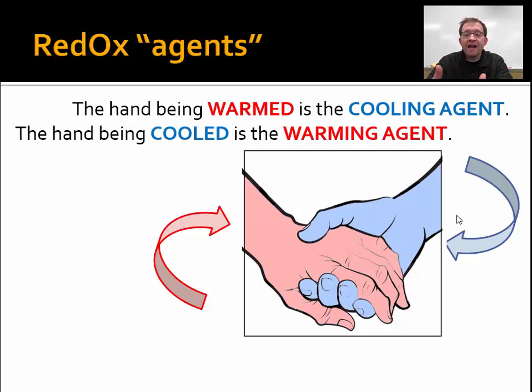So in our agent speak here, if we're talking about the hands, we would say that while being warmed, you are the cooling agent. And if you're being cooled, you are the warming agent. You are having an effect done unto you, and at the same time, you are causing a change in another. And that's how redox agents work. If you're part of an oxidation reduction, not only are you doing something, you're having something done unto you, and it's the opposite of what you're causing in the other.